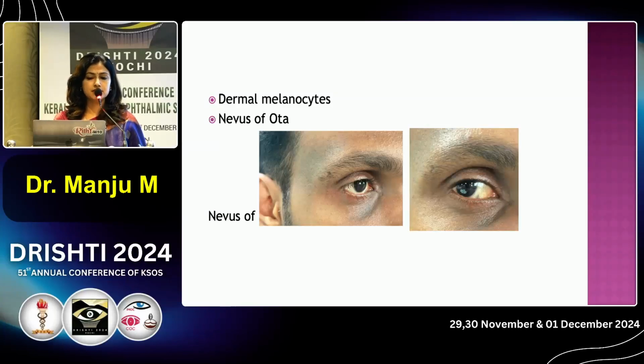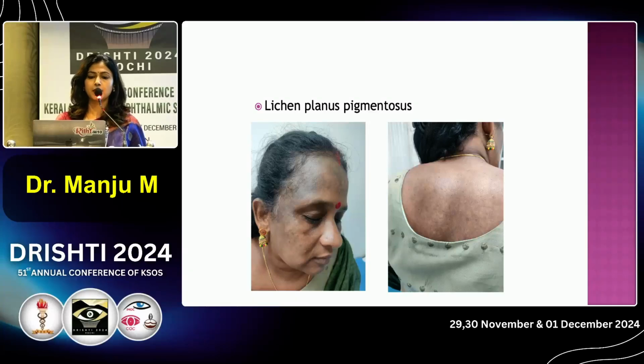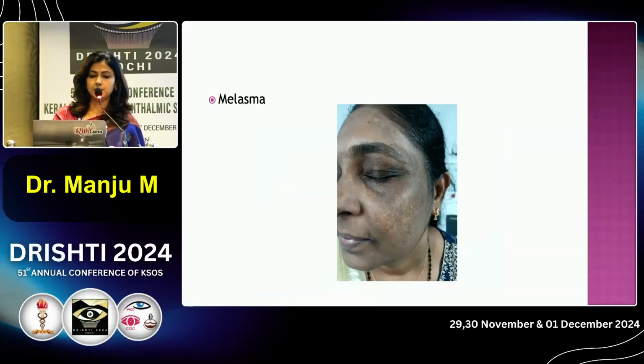When there is presence of dermal melanocytes in the periorbital area, it can be a cause for dark circles. This is a picture of nevus of Ota. In this picture, the patient has bluish black pigmentation involving the periorbital area along with involvement of the sclera. Then lichen planus pigmentosus is a type of lichen planus that presents as bluish black pigmentation. Any part of the body can be affected. When it occurs over the face, it can also present as pigmentation around the periorbital area.